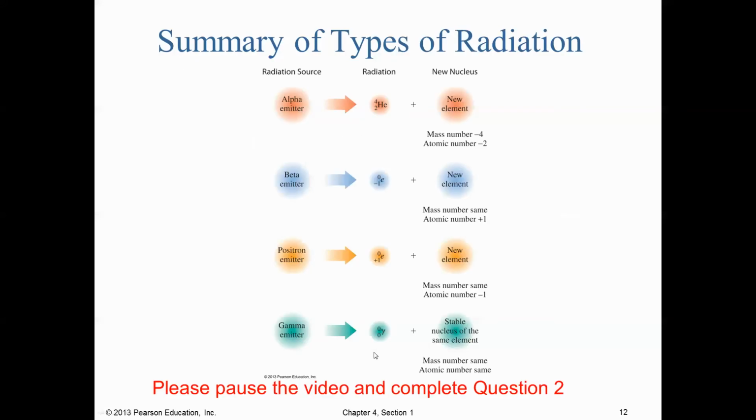Alright, so here we just summarize our different types of radiation. It talks about what type of change occurs. For alpha radiation, our mass number decreases by 4, our atomic number by 2. And for beta radiation, we have the same mass number, but our atomic number increases by 1. For positron radiation, we have the same mass number, but our atomic number decreases by 1. And then finally, for gamma radiation, our mass number and atomic number stay the same. So I'd like you to now pause the video and please complete question number 2.